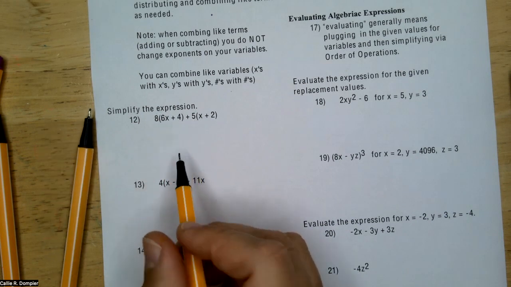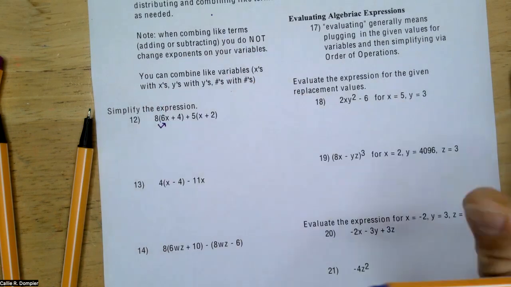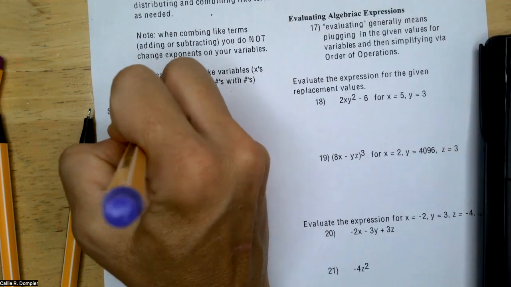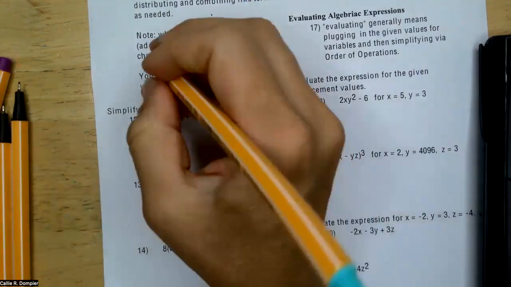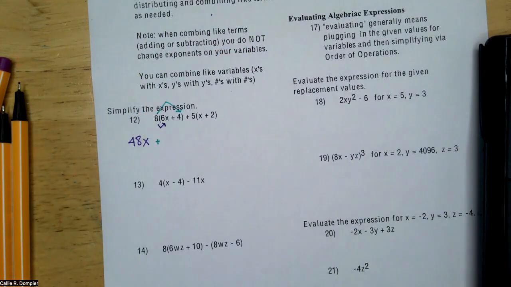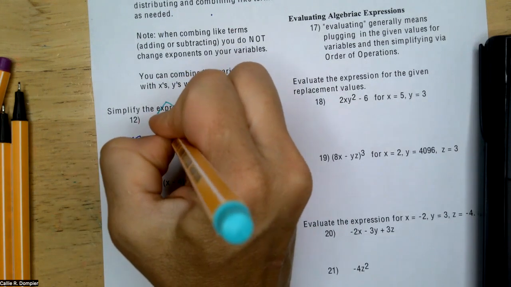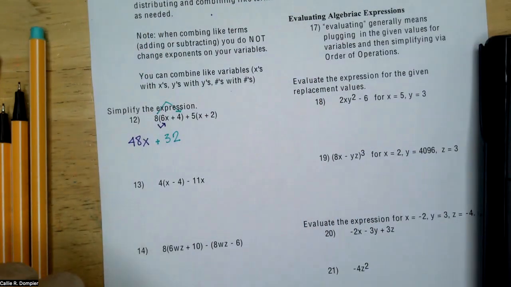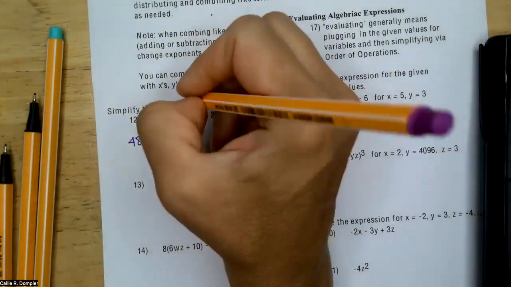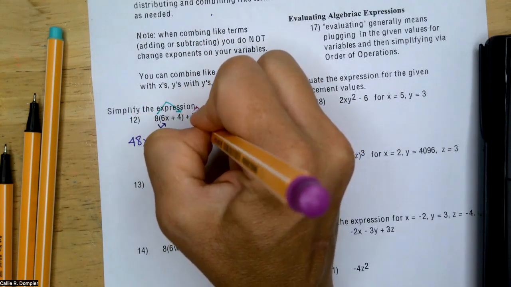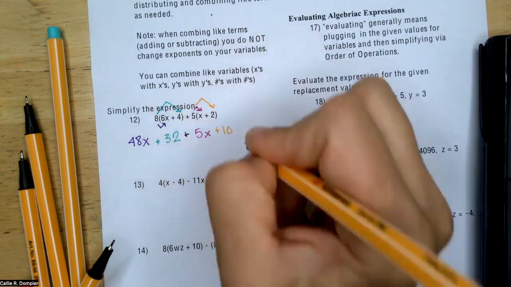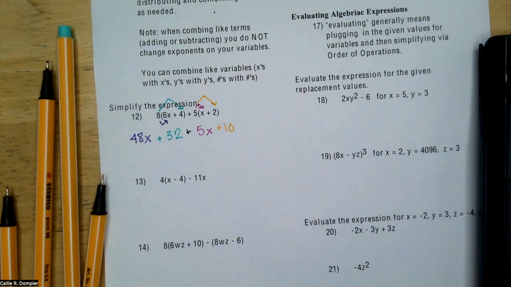Then combine like terms. 8 times 6x. So if we just did 8 times 6, 48. 48x. And then 8 times positive 4, 32. Bring down that plus sign. And then we have a positive 5 times x is just 5x. And then a positive 5 times 2 is just 10. Okay. Now you can combine like terms.